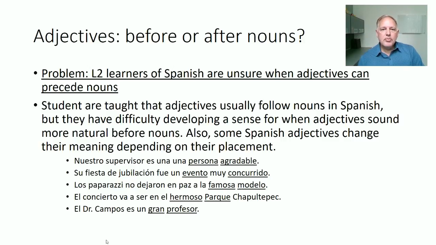Okay, so the problem is that L2 learners of Spanish are unsure when adjectives can come before nouns, okay? So we're taught as students that adjectives usually follow nouns in Spanish, but we have a difficulty developing a sense for when adjectives sound more natural before nouns, okay?